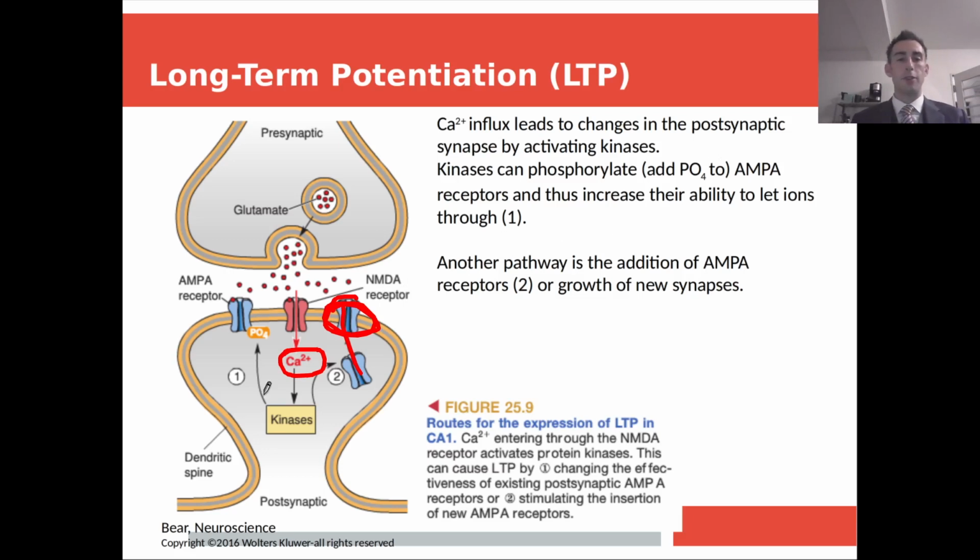Another thing that can happen is you can actually have kinases. Calcium can activate some kinases in the cell, which will phosphorylate the AMPA receptors and make them sort of more efficient. They'll be able to better let ions through, and that will also increase the effectiveness, the efficacy, the strength of this synapse.